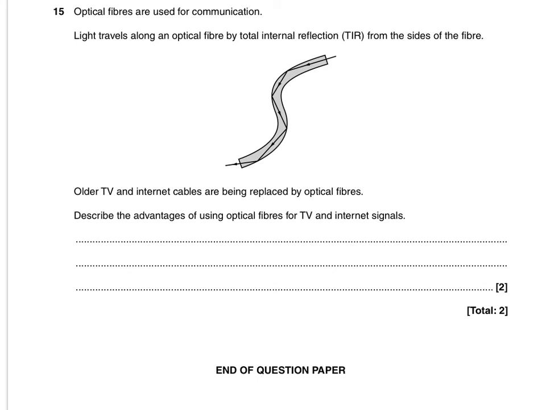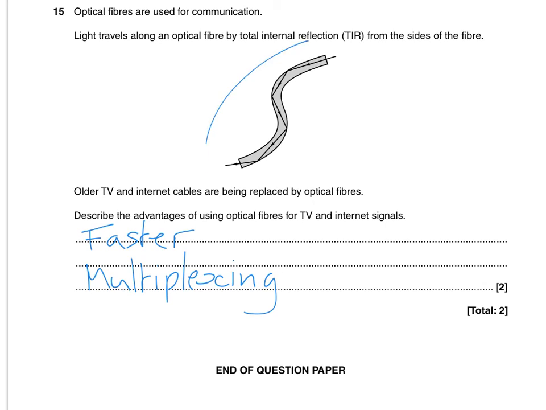First and foremost, if you're using optical fibres, light is the fastest thing that we know, okay? So it's obviously going to be faster. Also, if you put down multiplexing, then you get your second mark. Multiplexing is where you get loads of signals into the same fibre, okay? You can get thousands of different pieces of information into one single optical fibre by multiplexing, all right? So it's lots faster. You've got multiplexing.